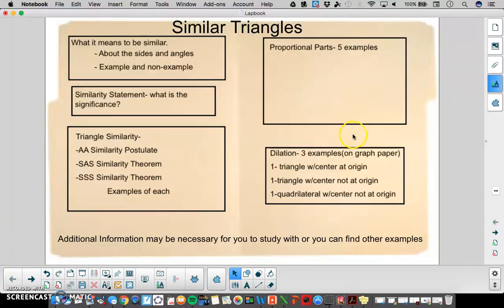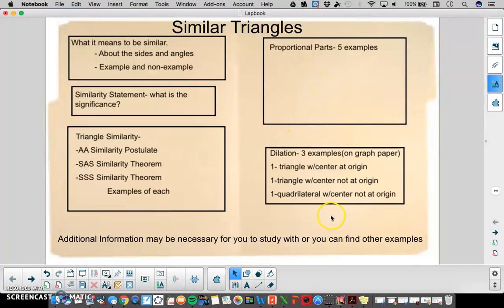For proportional parts, those are our examples where we have parallel lines with transversals that create congruent parts, or examples where we have parallel lines that create two similar triangles. We need to set up proportions to be able to solve a problem. Look for 5 examples either from the book or from our notes, stuff that we've done. You could even go online and find some examples of proportional parts.